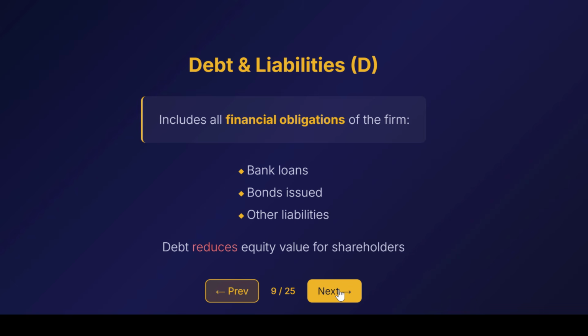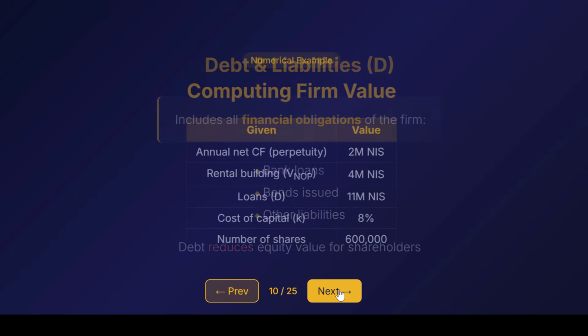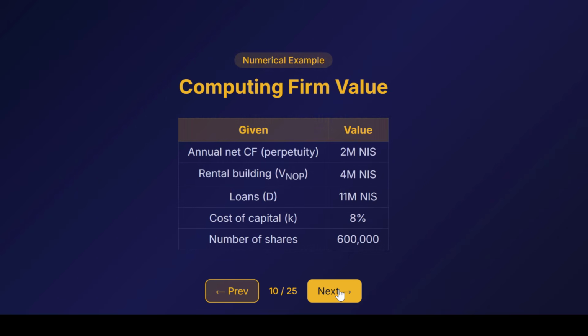Debt and liabilities. This includes all financial obligations of the firm, such as bank loans, bonds issued, and other liabilities. Debt reduces the equity value available for shareholders. Numerical example. Computing firm value. Suppose a firm has an annual net cash flow of 2 million shekels as a perpetuity. It owns a rental building valued at 4 million shekels. It has loans totaling 11 million shekels. The cost of capital is 8%, and there are 600,000 shares.